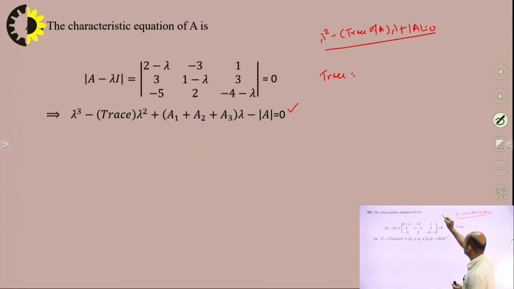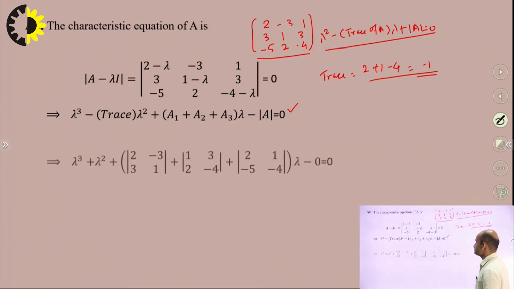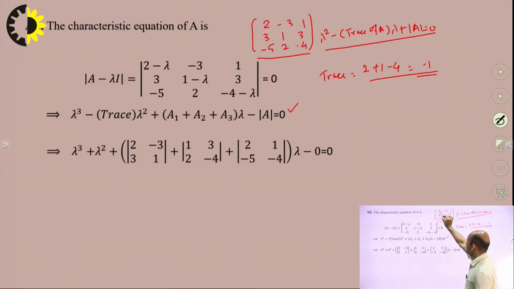We have a matrix here which is 2, minus 3, 1; 3, 1, 3; and minus 5, 2, minus 4. So the sum of diagonal elements will be 2 plus 1 minus 4. So this is minus 1 here. So the trace will be minus 1. Now we have to find A1, A2 and A3. These are actually the minors corresponding to the principal diagonal, or corresponding to these entries here.